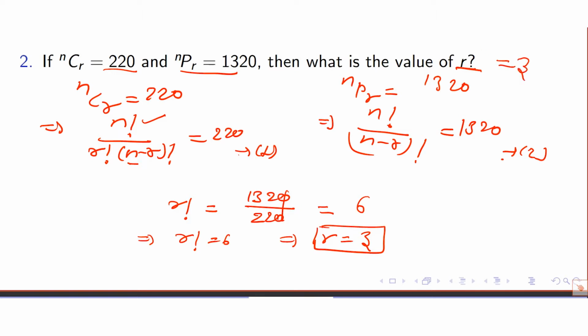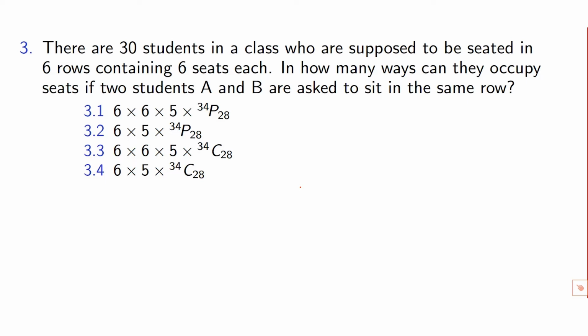So let's move to the next question. There are 30 students in a class who are supposed to be seated in 6 rows containing 6 seats each. That is, 6 rows are given: first row, second row, third row, fourth row, fifth row, and sixth row. Each row contains 6 seats, numbered 1, 2, 3, 4, 5, 6. Each row contains 6 seats, and in this arrangement, 30 students are supposed to sit.